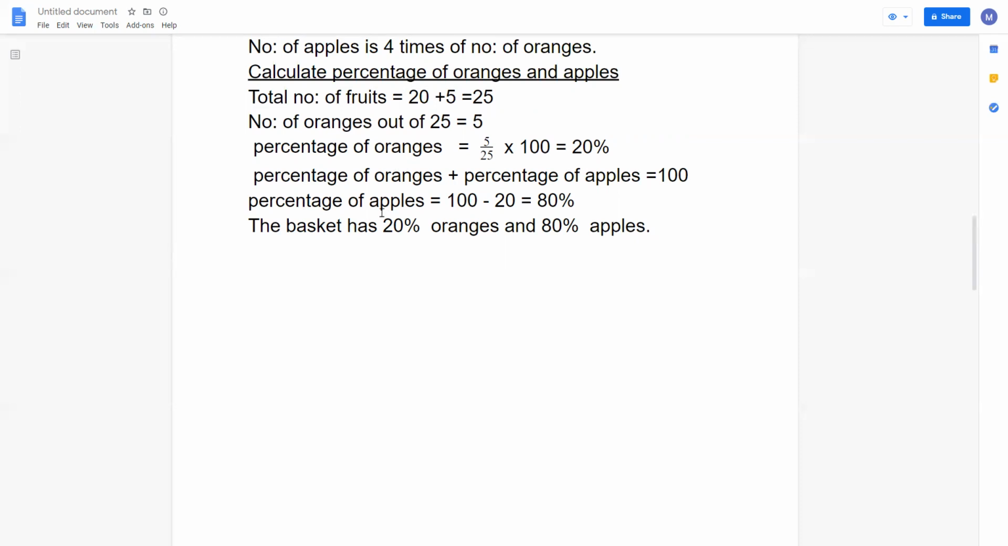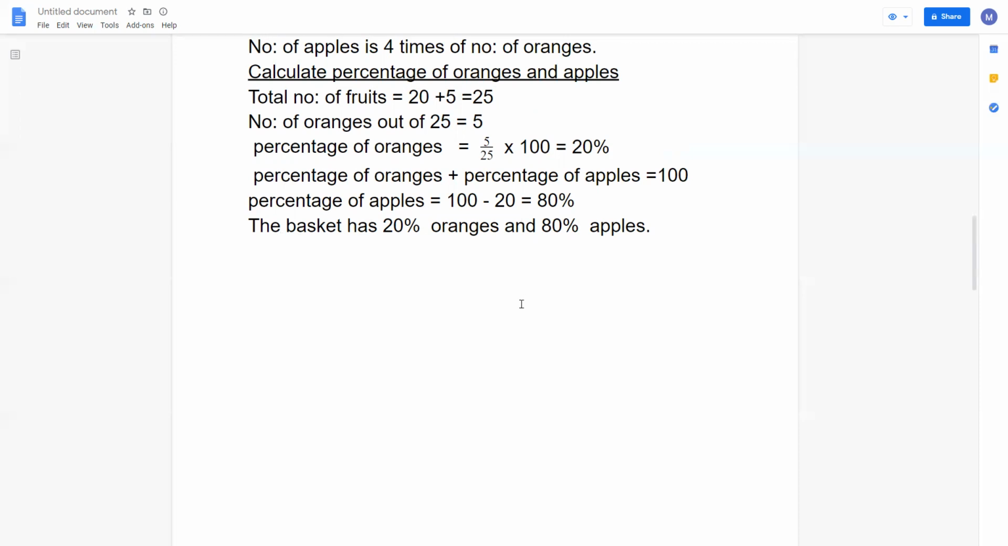Now, percentage of oranges plus percentage of apples equal to 100. 100 percentage is full. That is, total of percentage of oranges plus apples will be 100%. We know percentage of oranges is 20%. So from 100, if you subtract 20, you will get the remaining percentage of apples. So percentage of apples equal to 100 minus 20 equal to 80%. So we can write the basket has 20% oranges and 80% apples, and 20 plus 80, 100, that is 100% full, 25 fruits. Okay.